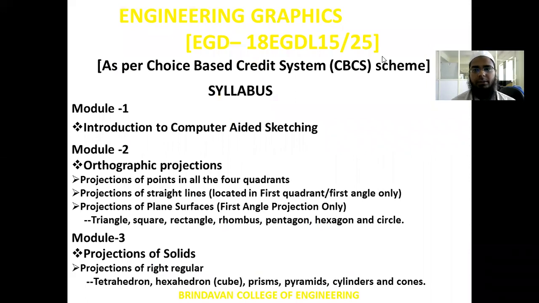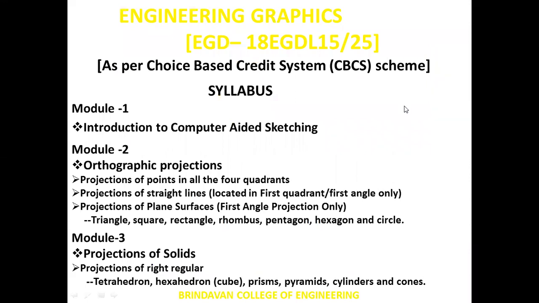Okay. So today we are going to learn about what engineering graphics is, what its syllabus and distribution of marks are, and basic things related to the projection of points and projection of lines. In this slide, what you're seeing is engineering graphics. Its subject code is 18 EGDL 15 if it is in the first odd semester and 25 for the even semester. So it is there in the choice-based credit system.